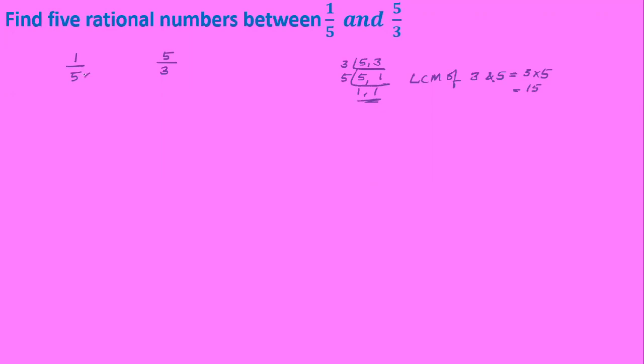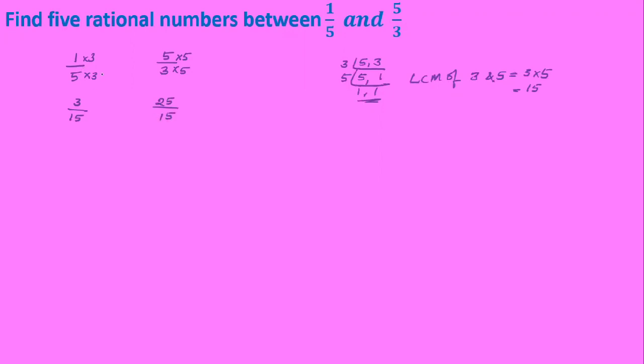So now make the denominators equal. You have to multiply 5 by 3 and here 3 by 5. Whatever number you are multiplying to the denominator, multiply it to the numerator also. Multiply denominator and numerator by the same number. So 3 by 15, 25 by 15.